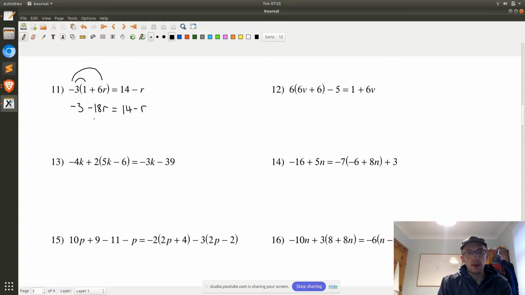So negative 18r, add r is negative 17r. So this gets updated to negative 17r. And the right side now just becomes 14. Then add 3 to both sides to get rid of this negative 3 over here. So we have negative 17r equals 17. And finally, do this little arrow thing here. Divide both sides by negative 17. So r is negative 1. Just like that.